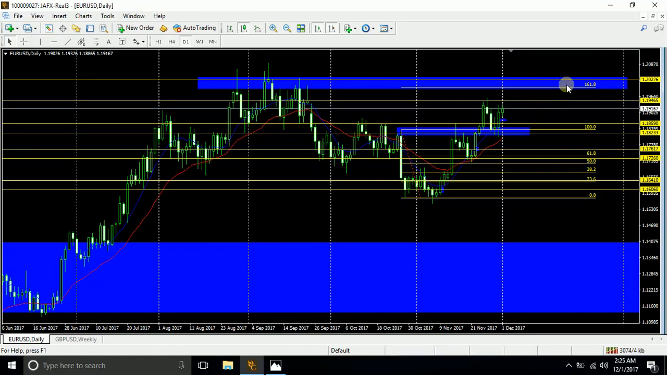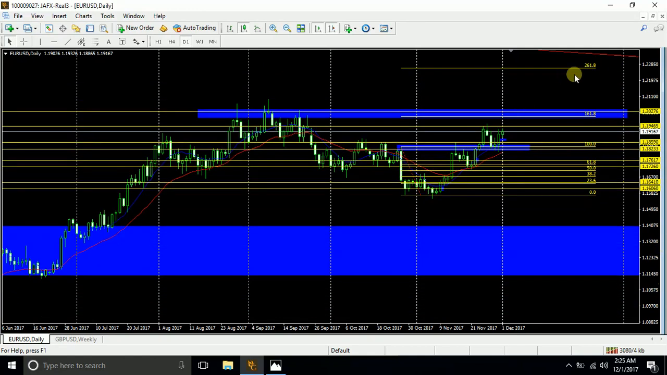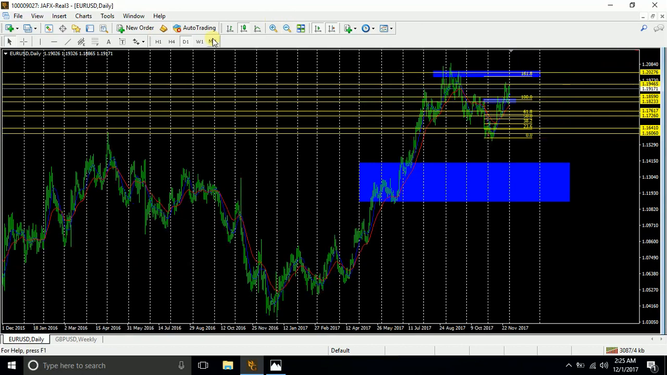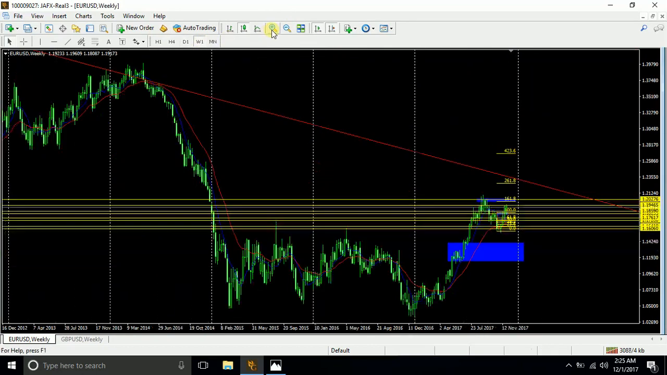When you get that 4-hour candle to close in here, you can then determine what pattern you're seeing on the 1-hour and 4-hour chart, and then you'll determine if it's going to continue up to the 261.8, which in my opinion, yes it will, because that is where the trend line is. The trend line's up here at 261.8. Alright.